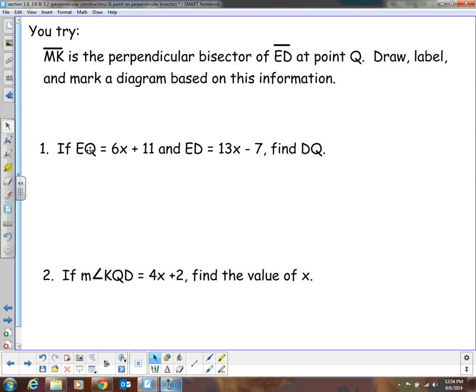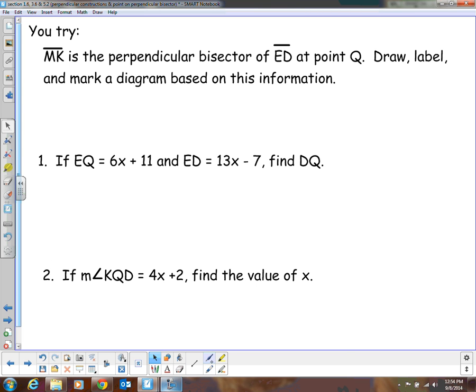So I'm going to come down here, and it says MK is the perpendicular bisector of ED at Q. All right, MK is the perpendicular bisector, means it is the one doing the bisecting. It's the perpendicular bisector of ED, means that's the one being cut in half. That's to draw the label. Now, perpendicular means it should have a box. Bisect means it should have these tick marks. So I have completed one.